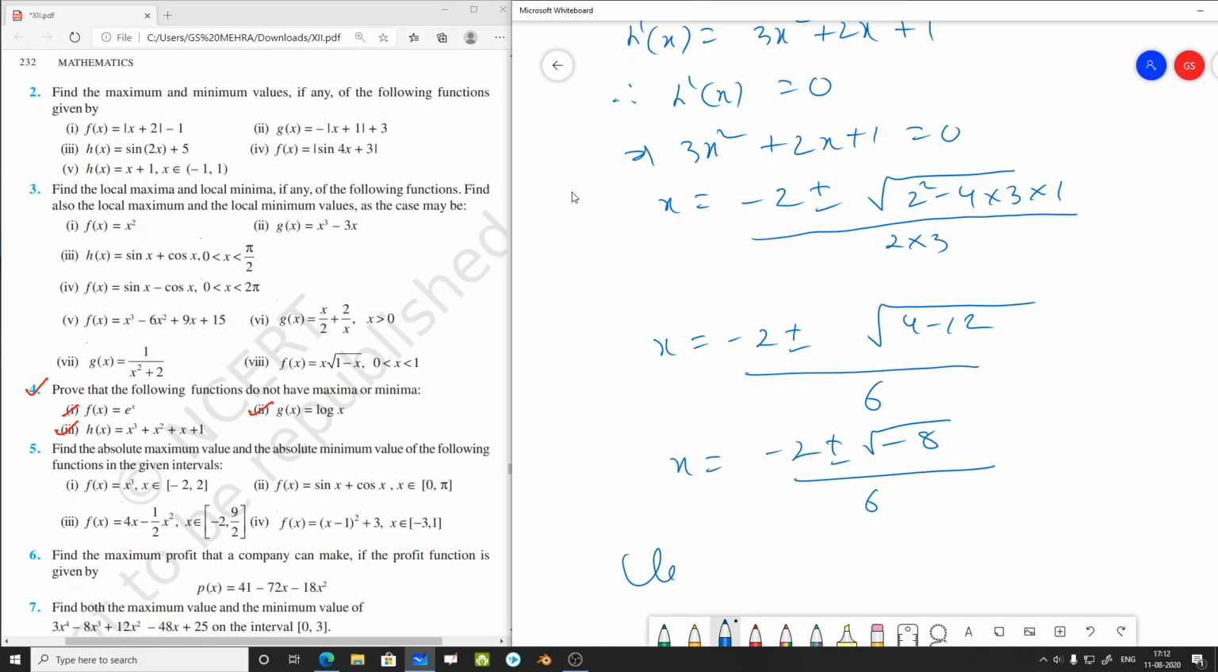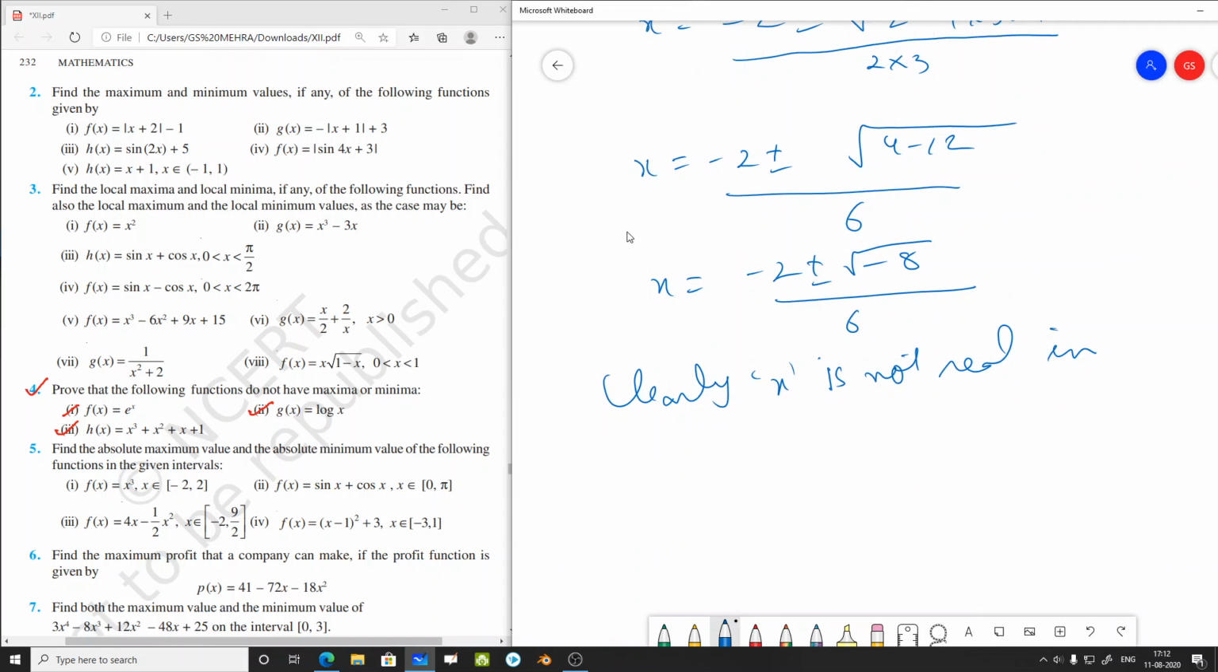And clearly this shows that x is not a real number. Clearly x is not real in this case.